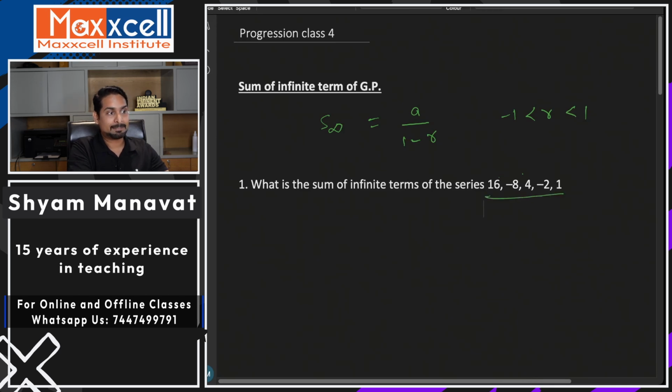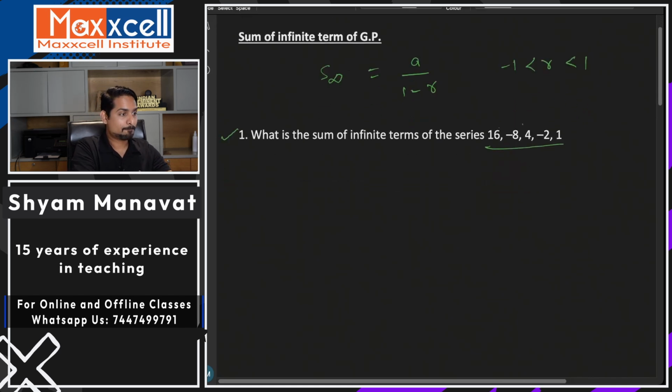So now let's apply the formula to this particular question and get the answer. The first term, as per the question, is 16, and the common ratio is what? Second term divided by first term, and that should be equal to third term divided by second term. Yes, the ratio of two consecutive numbers. This is to check whether your progression is a geometric progression or not.